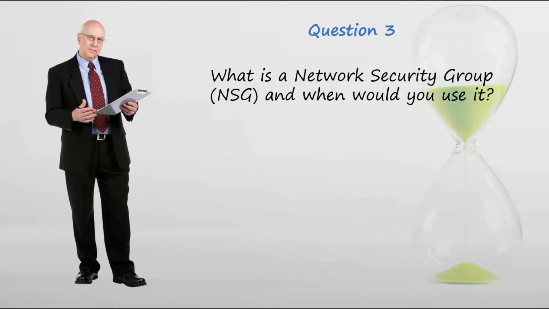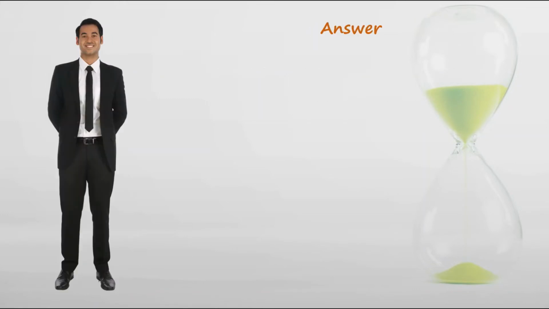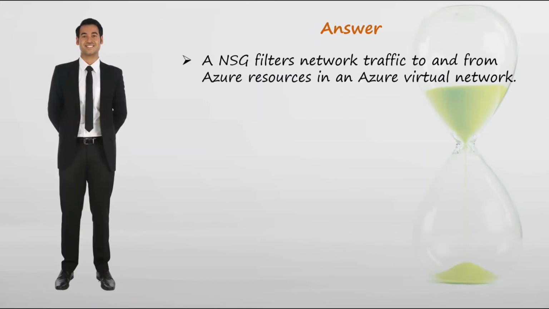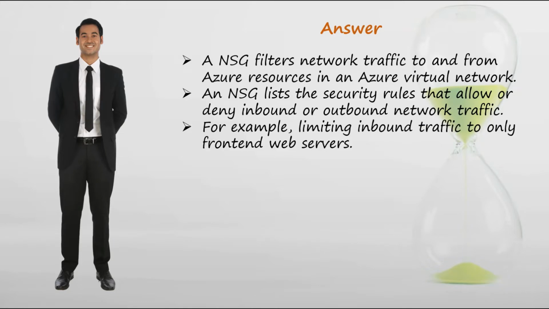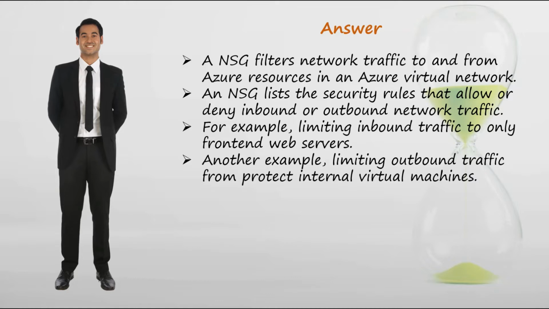What is a network security group, NSG, and when would you use it? An NSG filters network traffic to and from Azure resources in an Azure virtual network. An NSG lists the security rules that allow or deny inbound or outbound network traffic. For example, limiting inbound traffic to only front-end web servers. Another example, limiting outbound traffic from protected internal virtual machines.